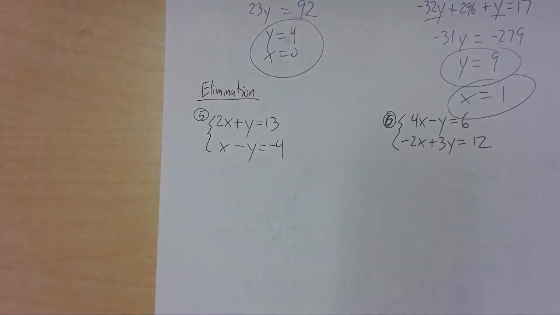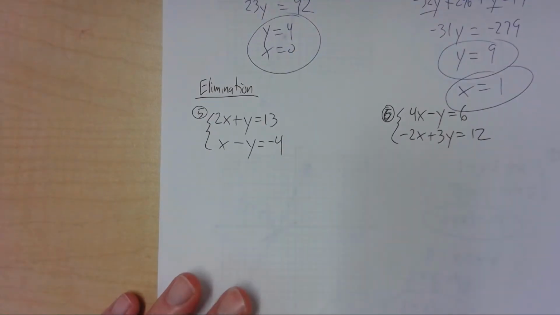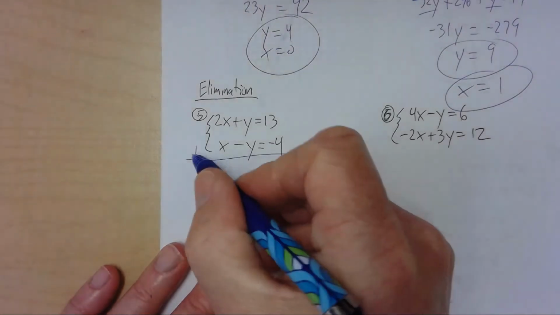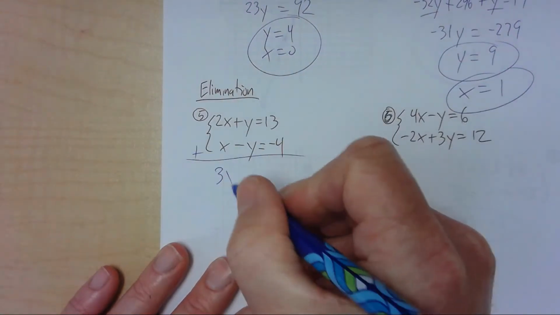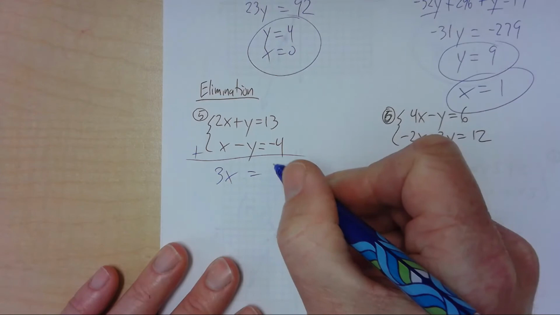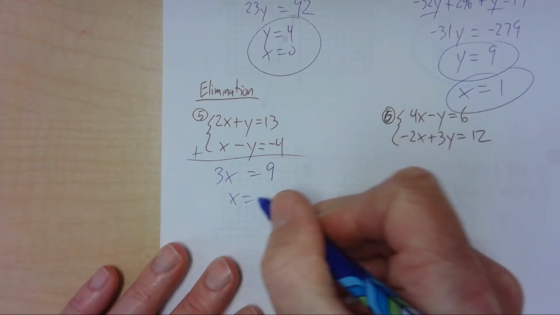Elimination, this one is easy because you just add the two equations together. It's already set up for elimination. You get 3x is equal to 9. Divide, x is equal to 3.